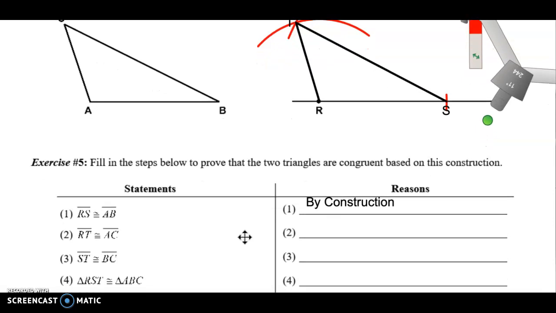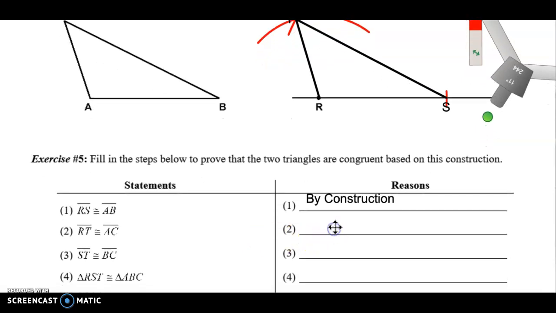Why is RT congruent to AC? Again, by construction, because I measured that side. Why is ST congruent to BC? Same thing, by construction. All right, and then why are my triangles congruent? Well, basically, AB was congruent to RS by construction, and then RT is congruent to AC by construction. And then ST is congruent to BC by construction. So the reason why the triangles are congruent, that last step, is just going to be side, side, side.